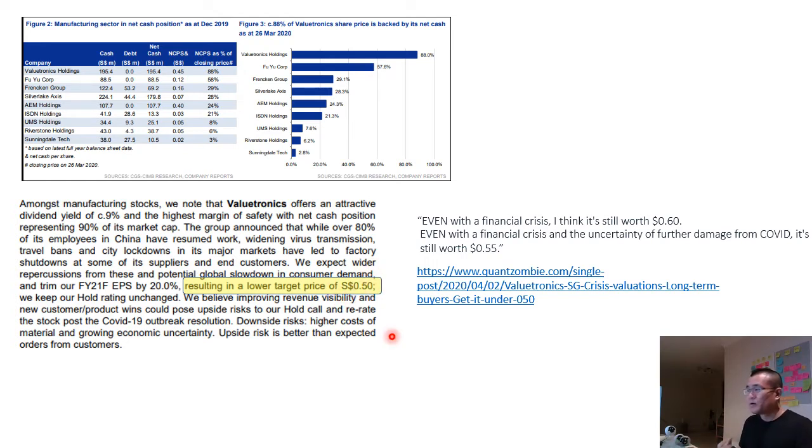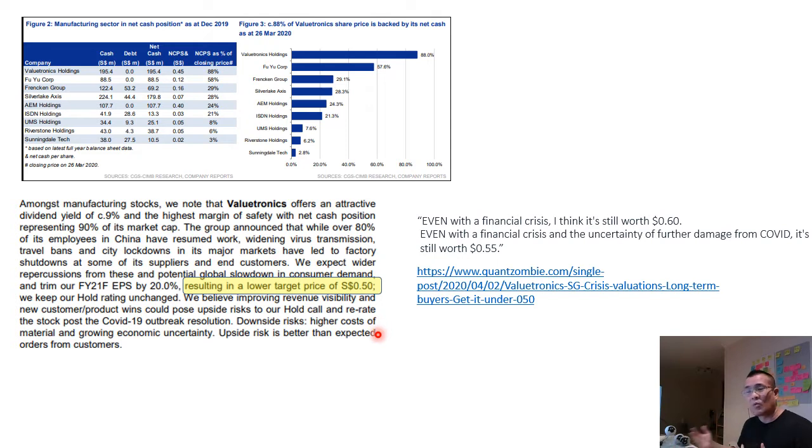Now, for myself, I didn't look at it that way. If you look at a prior blog post that I wrote around the same time, I said I disagree. I said even with a financial crisis, I think it's still worth 60 cents. And even with a financial crisis and with the uncertainty of even further damage from COVID, I still think it's worth at least 55 cents now. So I disagreed. I said this is too low.